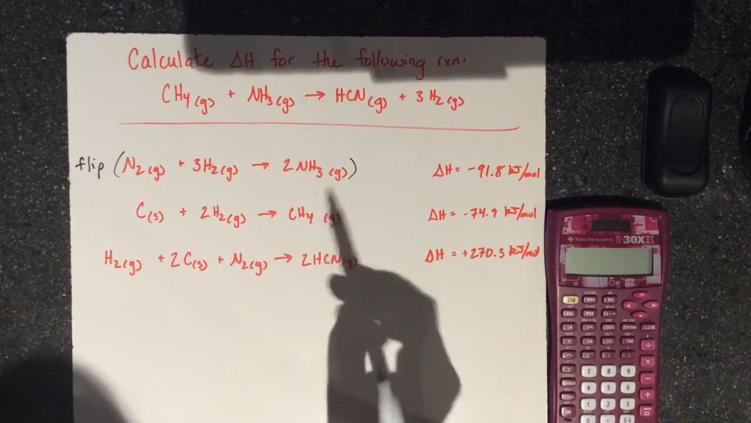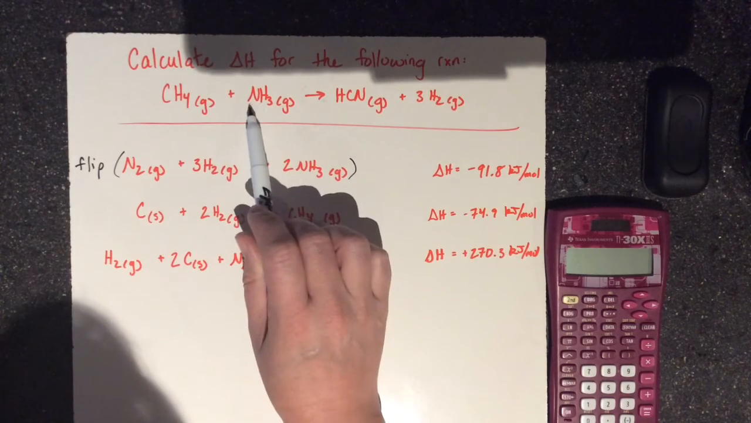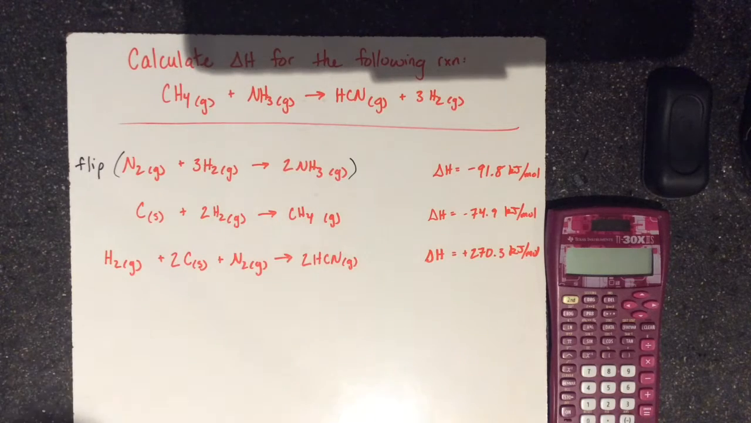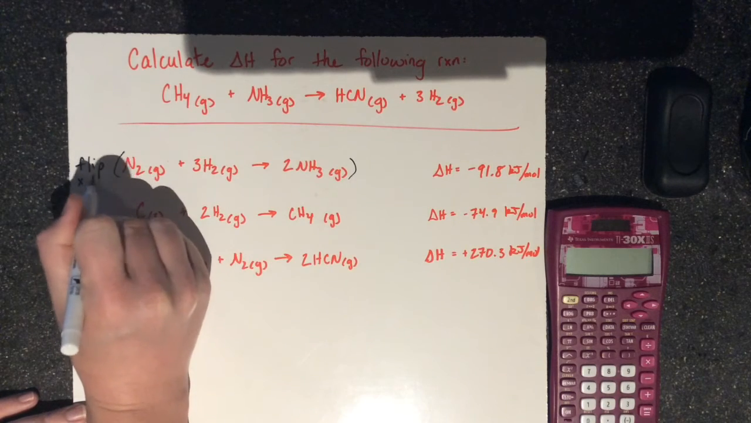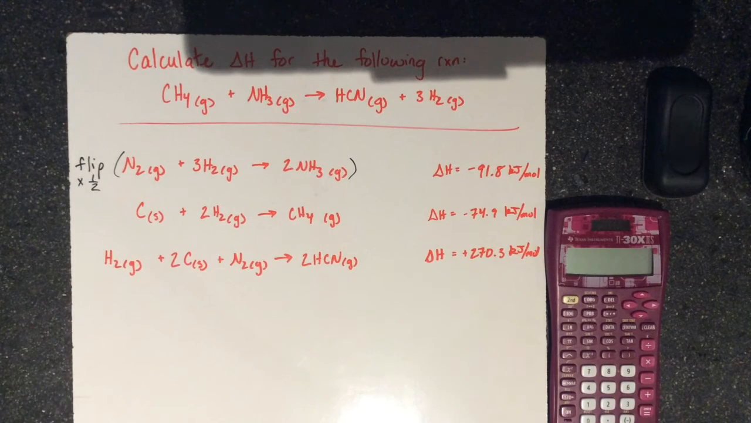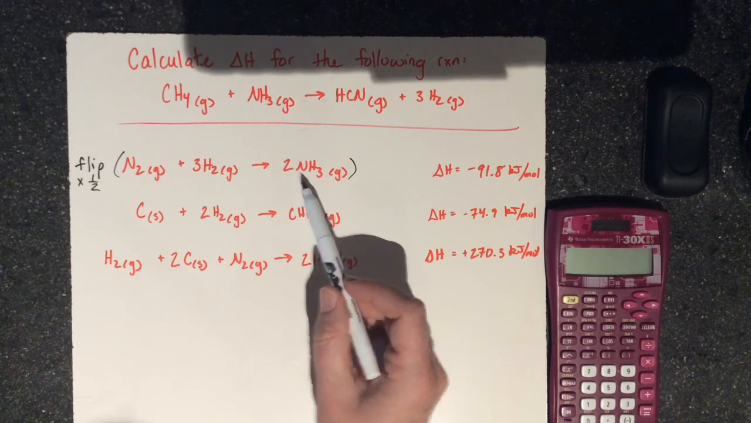But I also notice that I need just one NH3, and I have two of them. So that means I need to take half of what I have. So I'm going to multiply by 1/2. So I'll take 1/2 of what I'm given. That's going to get me the one NH3 that I need.